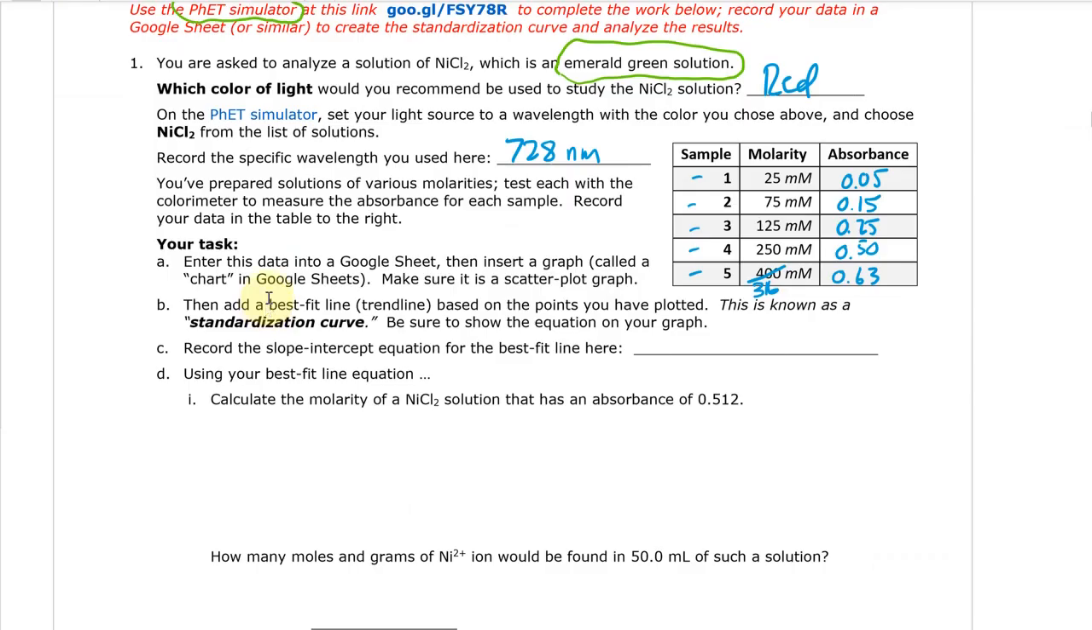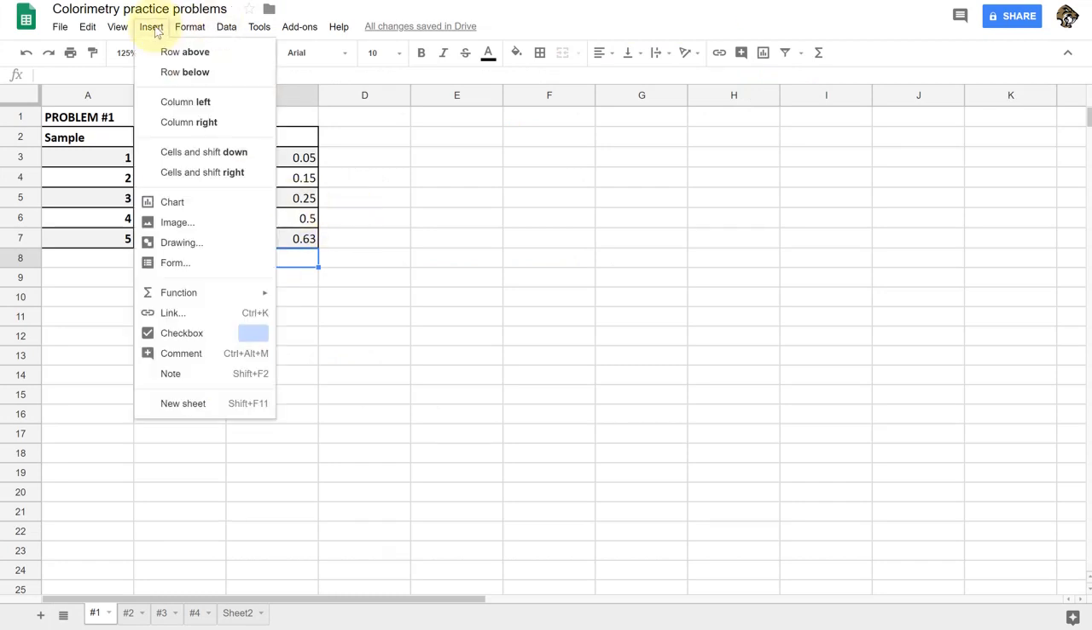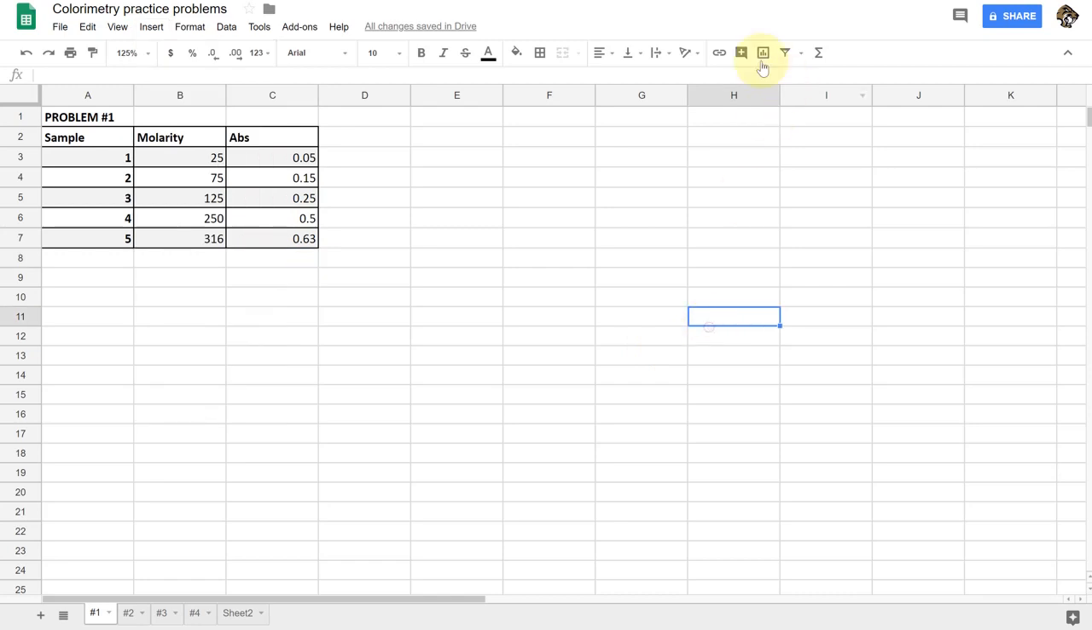What we're going to do next is make a graph. Now in Google Sheets, at least right now, they call graphs charts. Graphs are better, but it doesn't really matter. We can deal with it. We know what they need. We need a scatter plot graph or scatter plot chart. So it says here then insert a graph, again called a chart in Google Sheets. So to do that, you can go insert and choose chart. There it is. There's also the chart button, which is over here on your toolbar. Either way will get you the same thing.